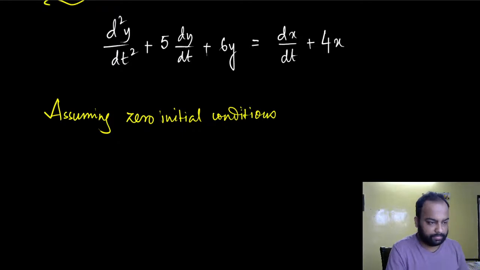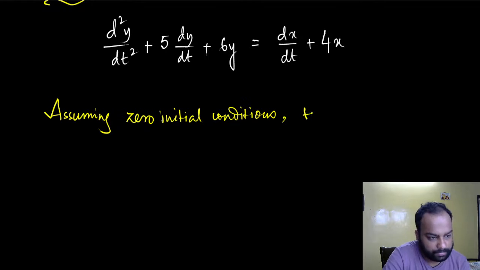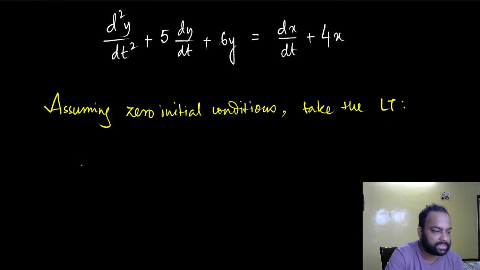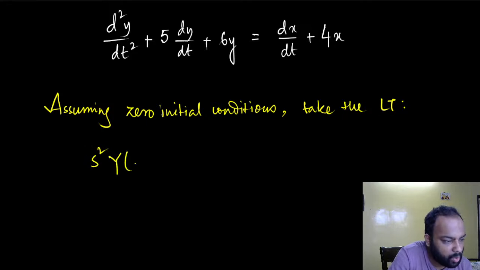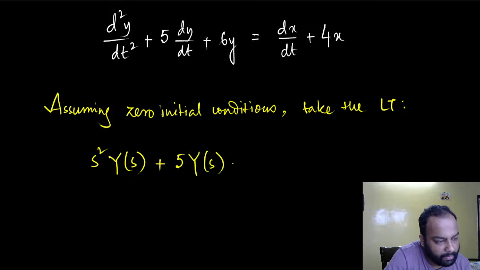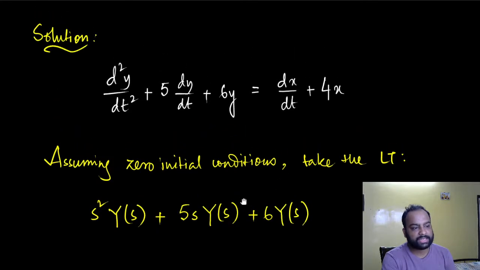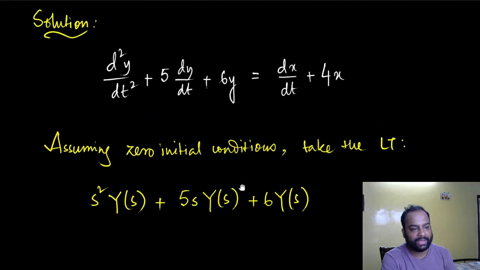Simply because we are looking for the transfer function here, right? Assuming zero initial conditions, take the Laplace transform on both sides. If you take the Laplace transform on both sides, what happens? This becomes s squared Y(s), this becomes 5 sY(s), plus 6 Y(s). This is simply because the Laplace transform of x(t) is X(s) and y(t) is Y(s).